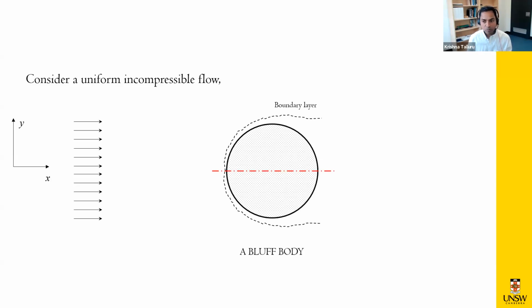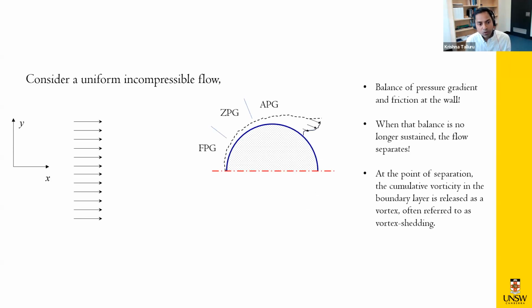And then you have this boundary layer developing on either the upper and lower surfaces of the object. If you look more carefully at what the boundary layer experiences, initially it goes under a favorable pressure gradient, and then at a certain region of the cylinder, it will experience zero pressure gradient, and then eventually an adverse pressure gradient, which will force the flow to separate off the surface.